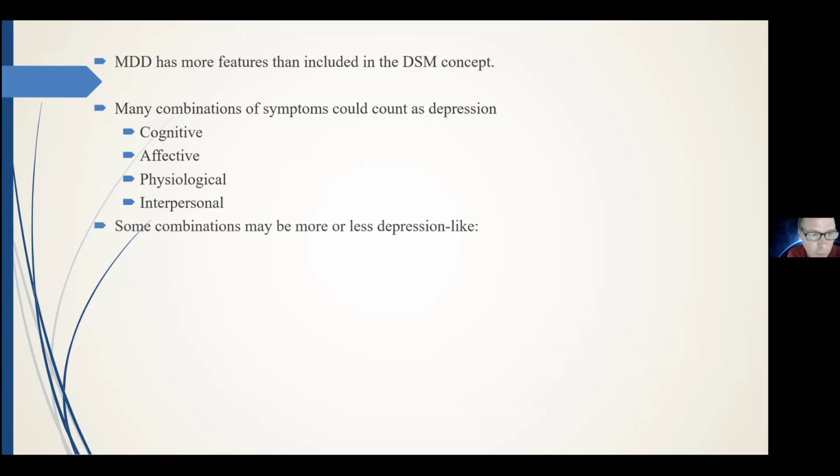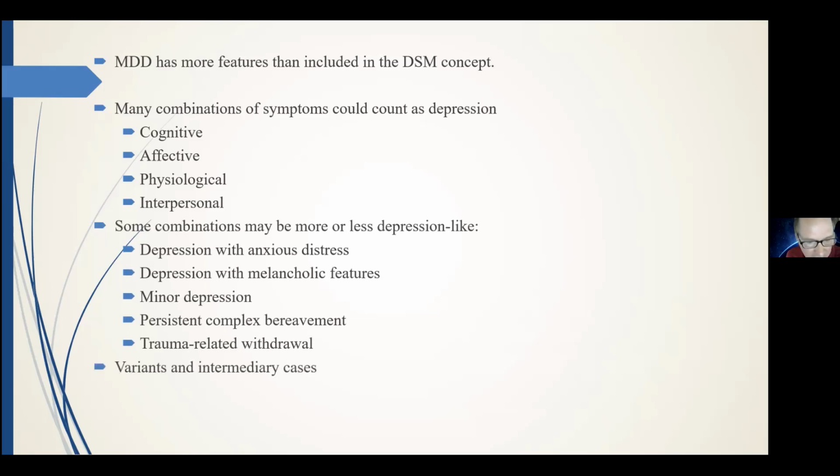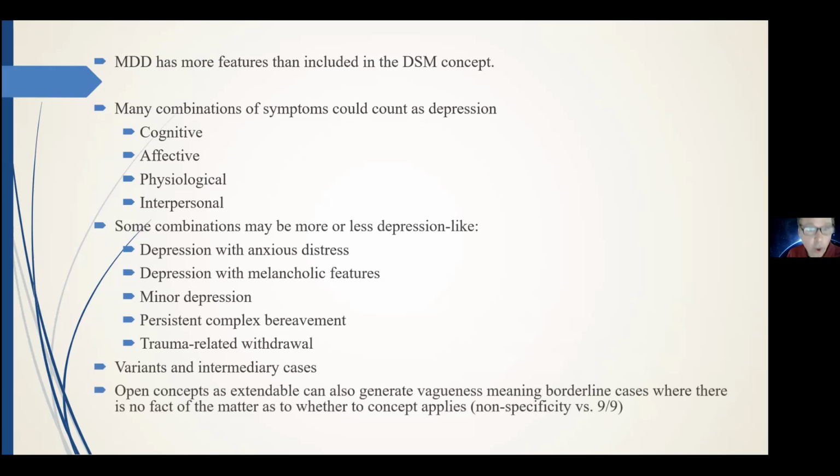And so you have multiple combinations, and some combinations may be more or less depression-like. In the DSM, you have depression with anxious distress and depression with melancholic features. Those are both specifiers. But then you have these depression-like things: minor depression, persistent complex bereavement, trauma-related withdrawal. And so when you look at the symptom space, you can get a lot of variance in intermediary cases. Now, open concepts as extendable can also generate vagueness, meaning that they generate borderline cases.